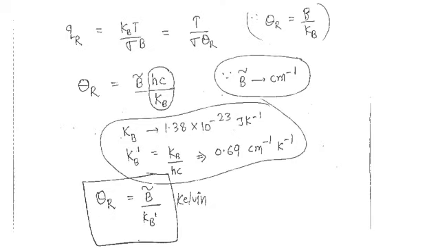Alright, now what is written here? QR, we have done with this expression. And we know that this theta r, the characteristic rotational temperature, is equal to B upon Kb.